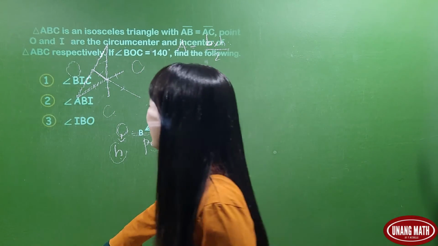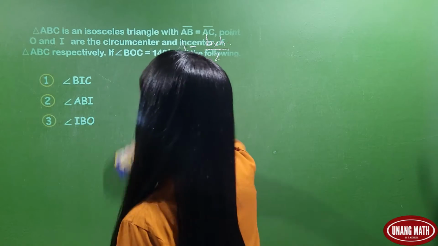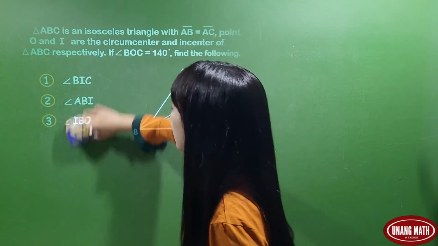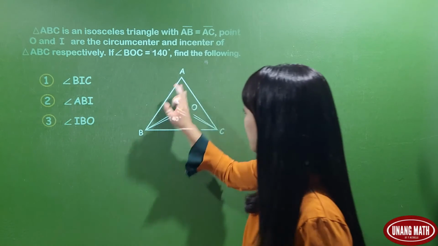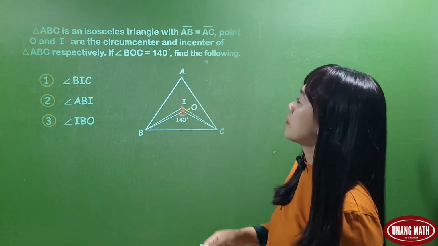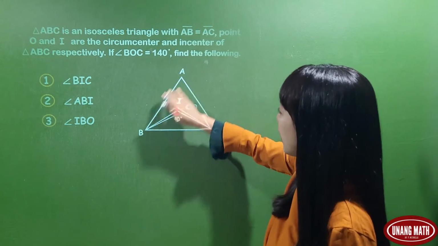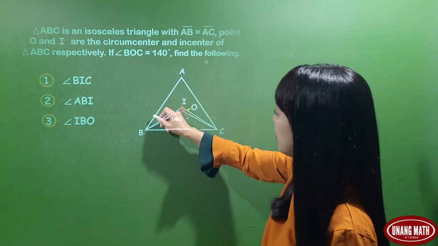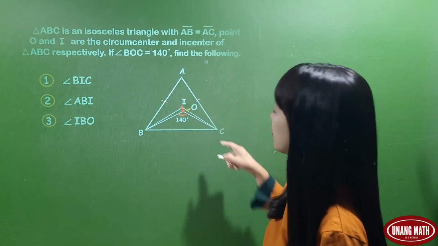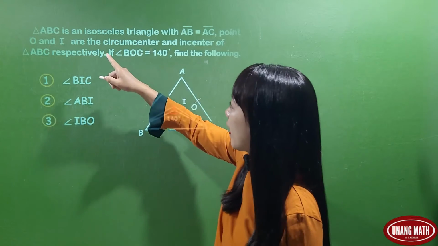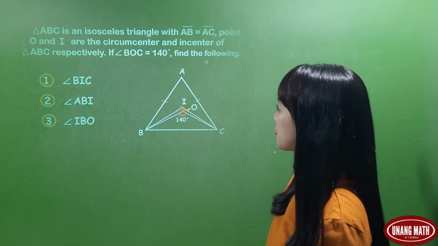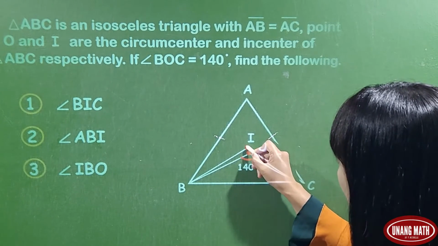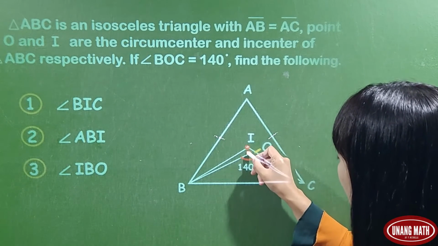Okay, this time, let's answer this simple question. Triangle ABC is an isosceles triangle. AB is equal to AC, so this side is equal to this side. Points O and I are the circumcenter and incenter of triangle ABC respectively. So this is point I, our incenter.